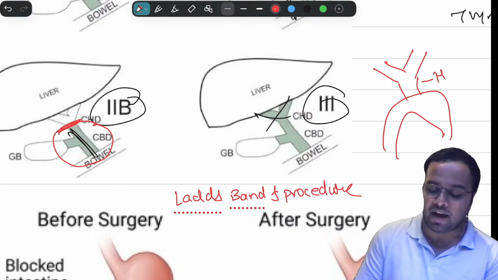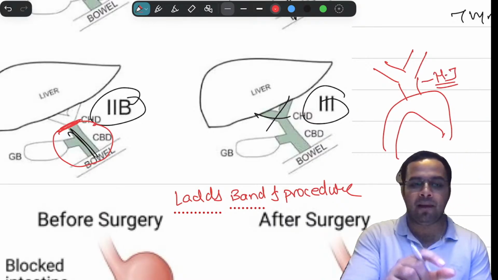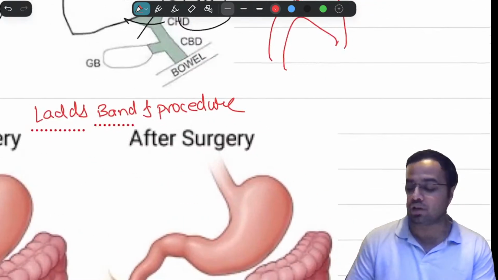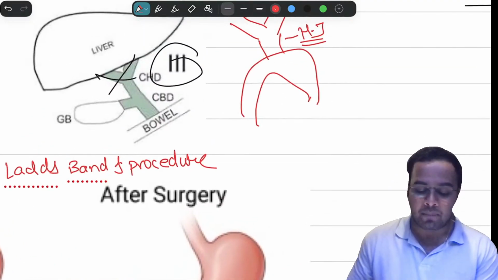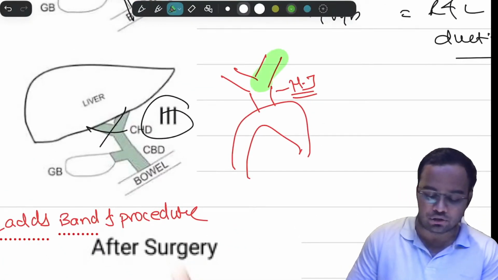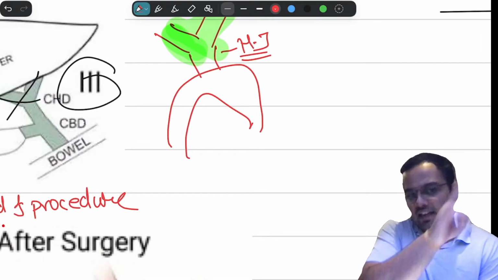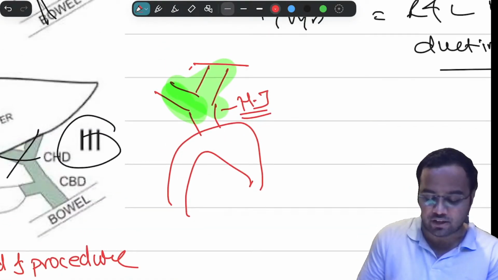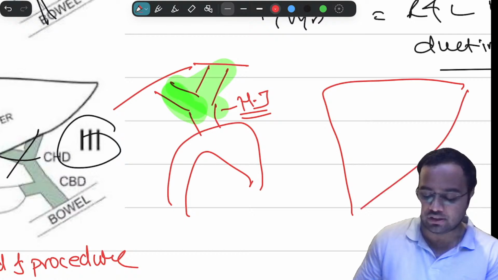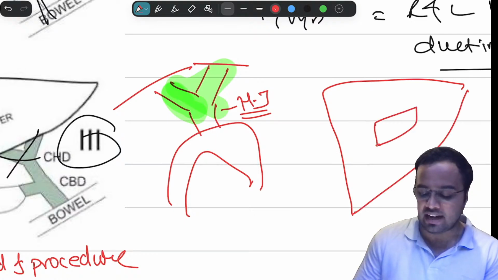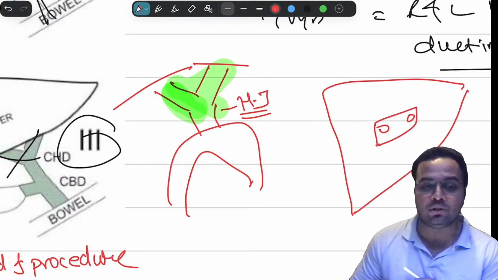So it is called hepaticojejunostomy. The hepatic duct is anastomosed with the jejunum. But if the right and left hepatic ducts are also fibrosed, I cannot do a hepaticojejunostomy. So what do I do? I am going to cut both the ducts at the inferior surface of the liver. This is the inferior surface of the liver, this is the porta hepatis, and I have cut the right and left ducts. I can see those here.